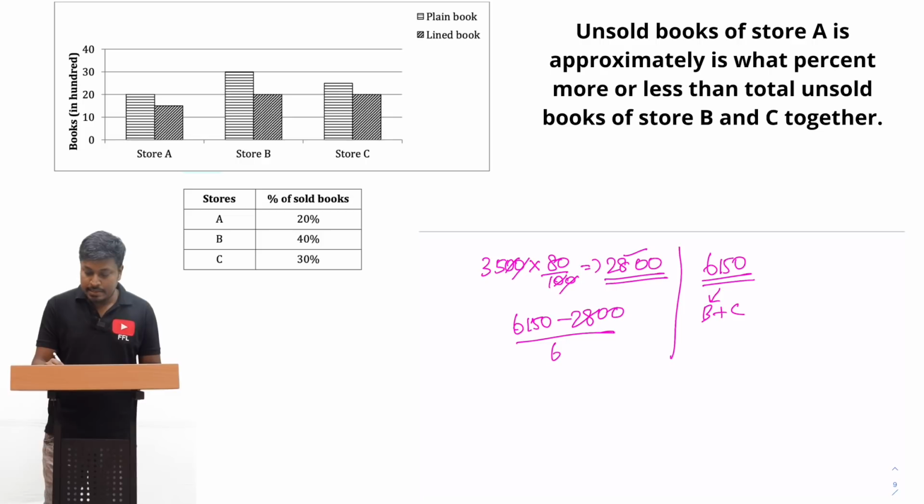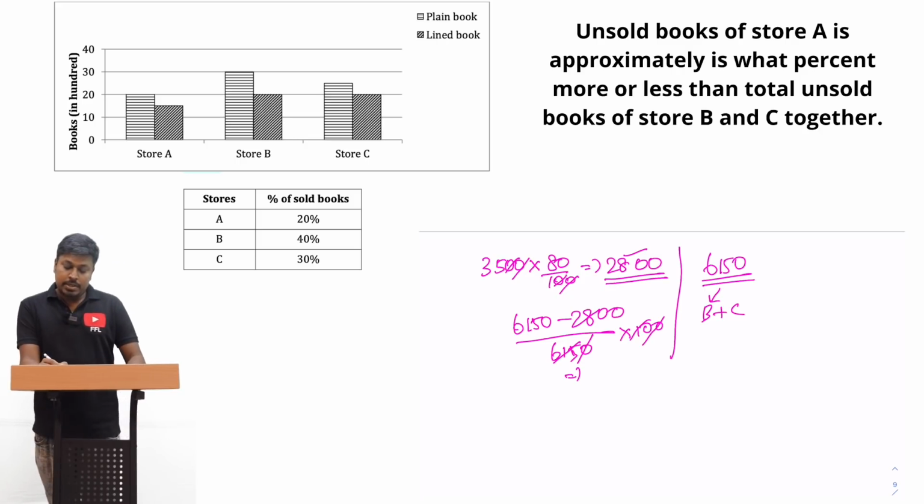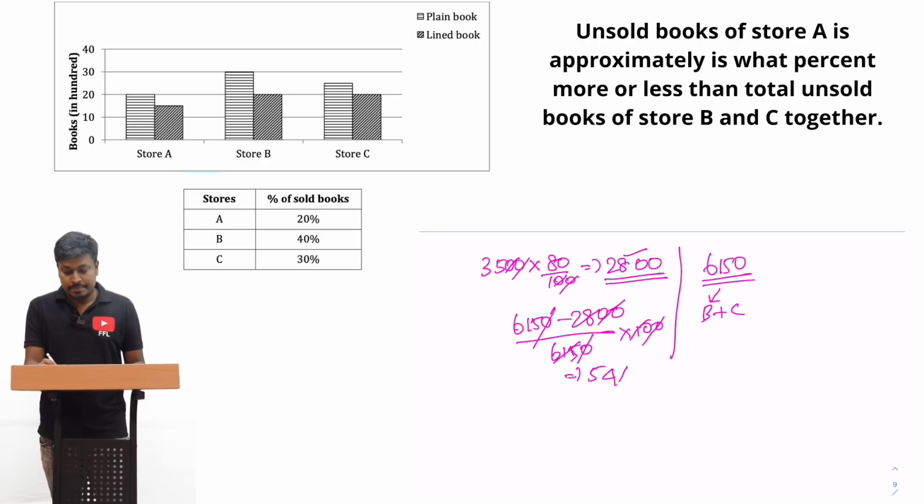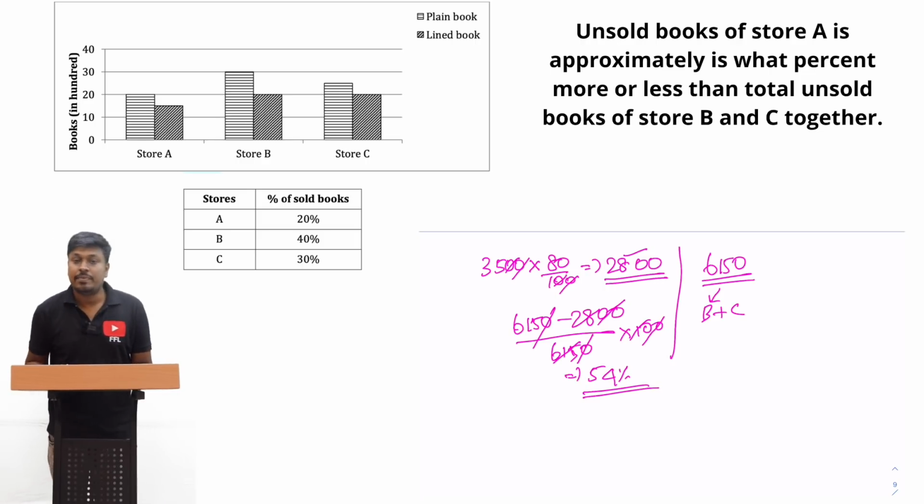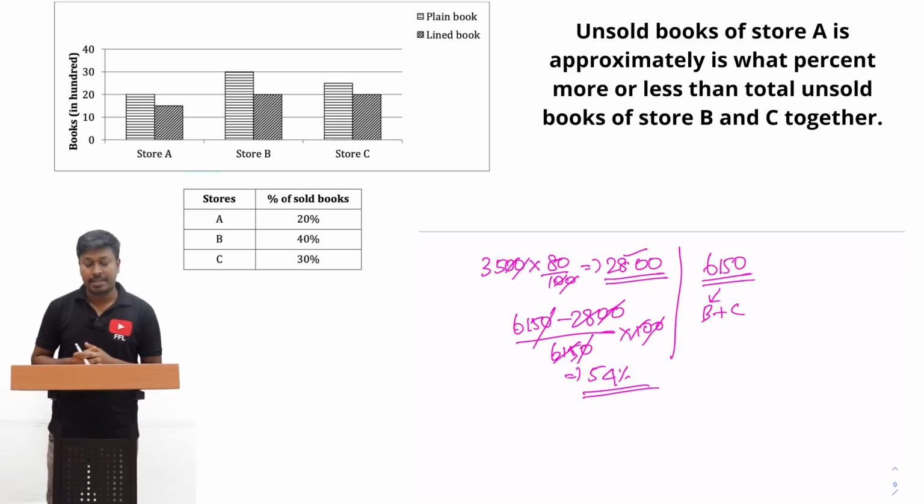So we need to compare with 6150, into 100. Got it? So we can cancel 00 here. So cancel it on 2 table, or else this becomes 23. So 3 2s are 6, 14, 0 0 here. So 280, 90, 54 percentage. So we can say that the answer for this question is 54 percentage, right?